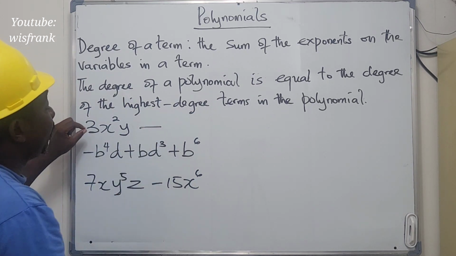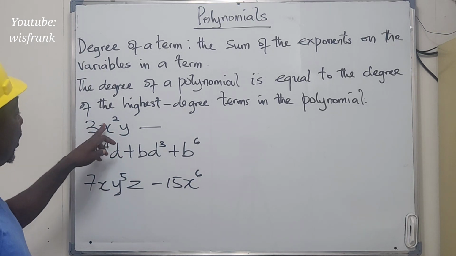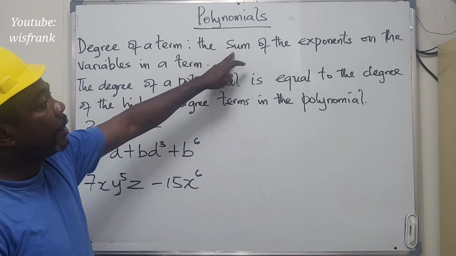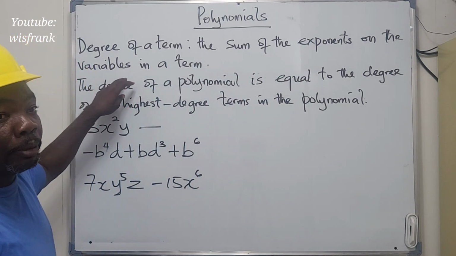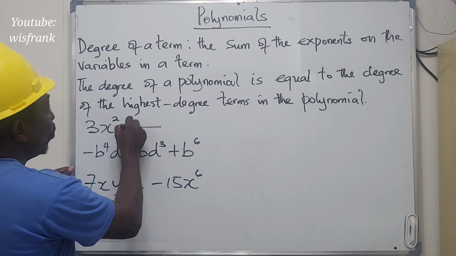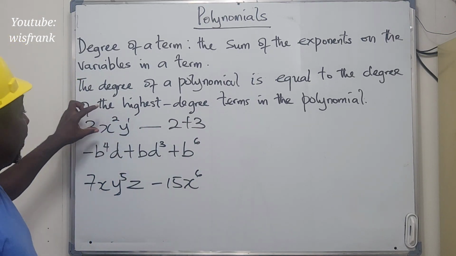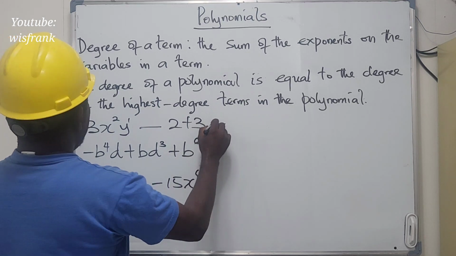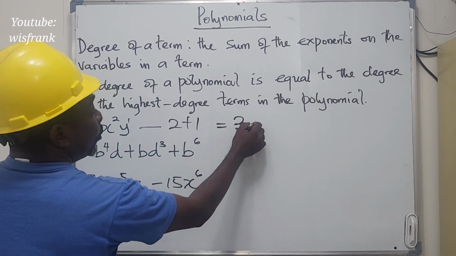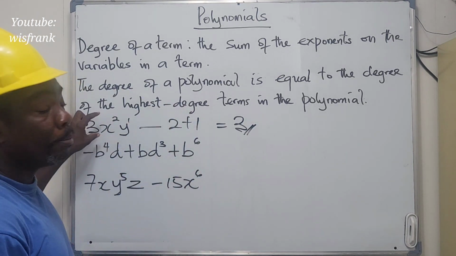So to determine the degree of this term in this monomial, we add the powers, since it says that it is the sum of the exponents of the variables. So the sum of the exponents is 2 plus 1. We have here 1. So 2 plus 1. So the total degree in this monomial is 2 plus 1 equals 3. So this is degree 3 for this monomial.